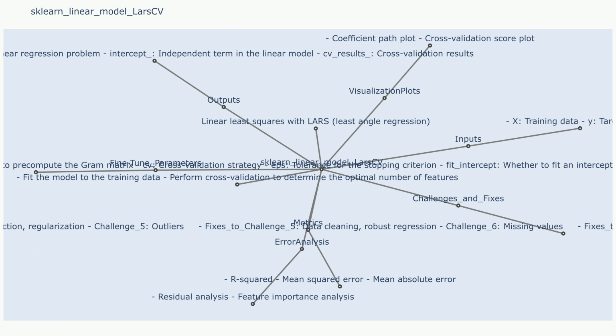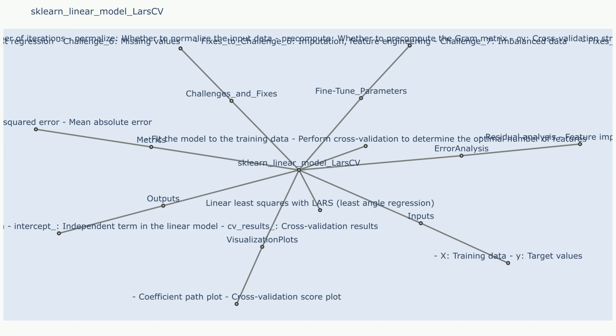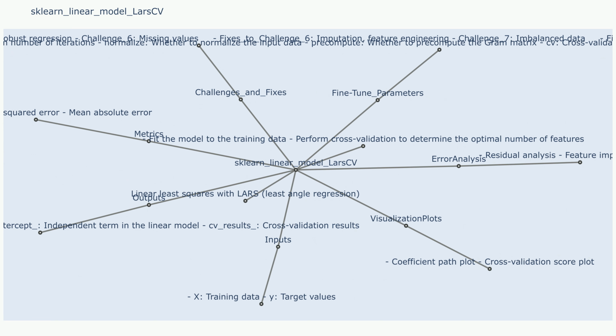Challenges and fixes. Challenge 1. Overfitting. The model may overfit to the training data if the regularization parameter is not chosen correctly. Sample use case that resulted in challenge 1. The model may predict the training data very well, but it may perform poorly on unseen data. Fixes to challenge 1. Use cross-validation to choose the optimal regularization parameter.